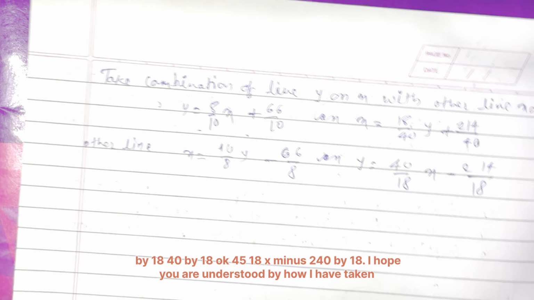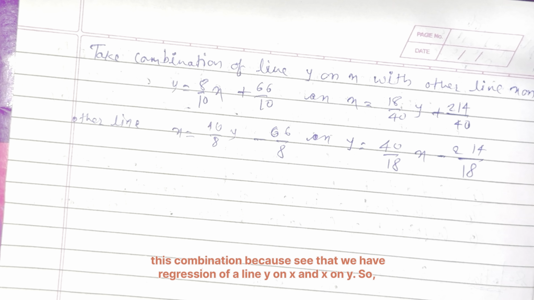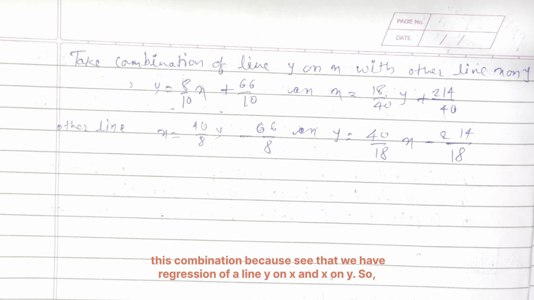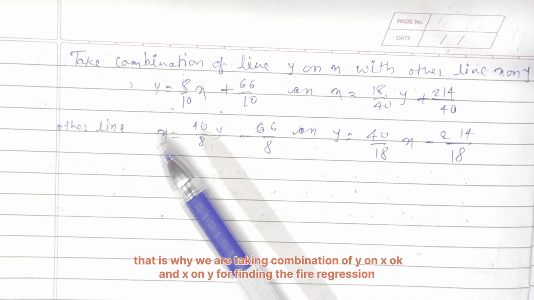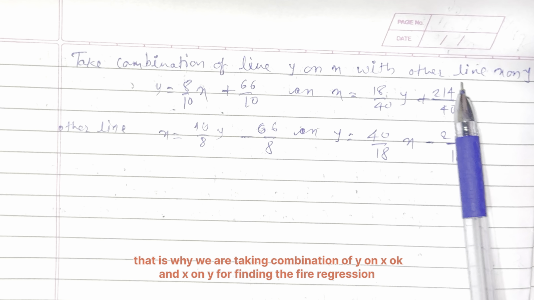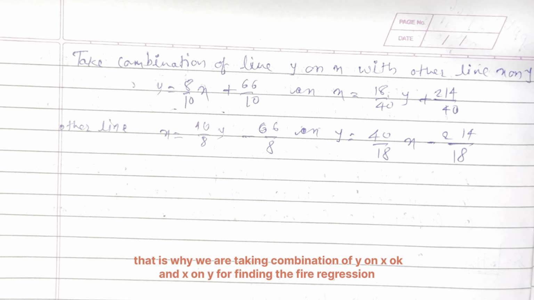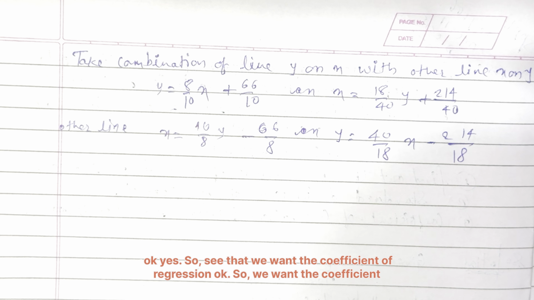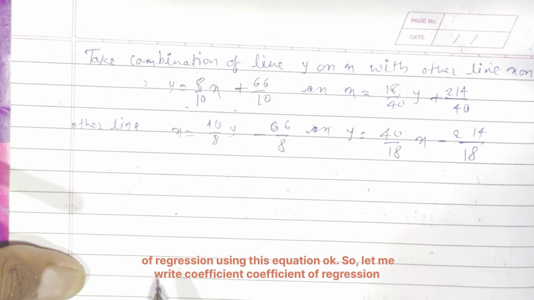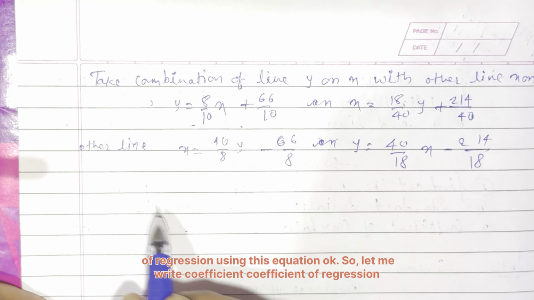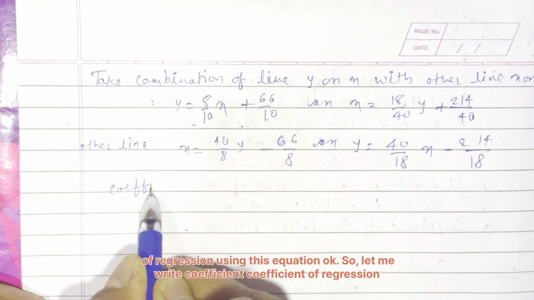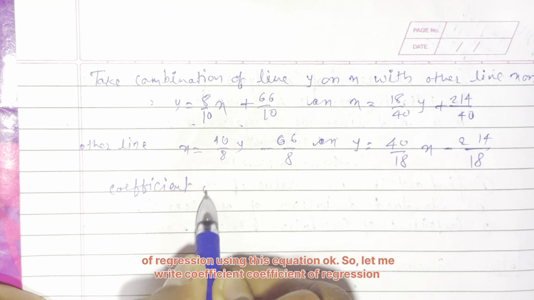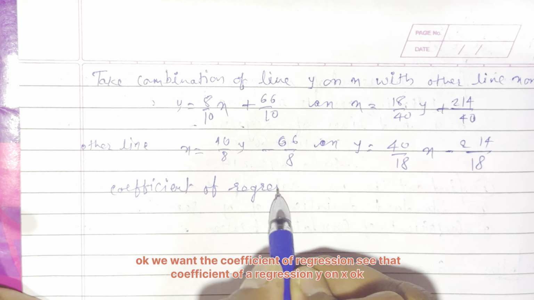I hope you all have understood how I have taken this combination, because we have regression of a line y on x and x on y, so that's why we are taking the combination of y on x and x on y for finding the regression. We want the coefficient of regression using this equation. So let me write coefficient of regression.